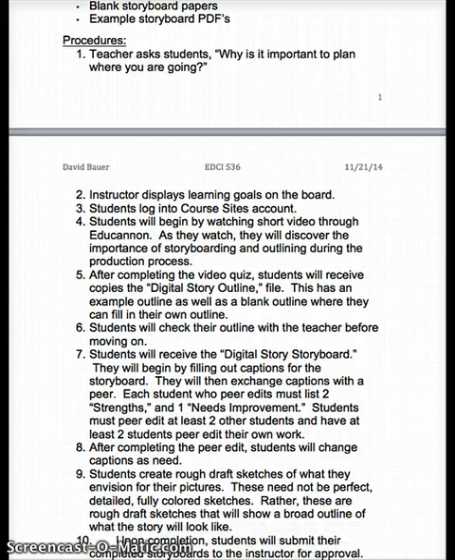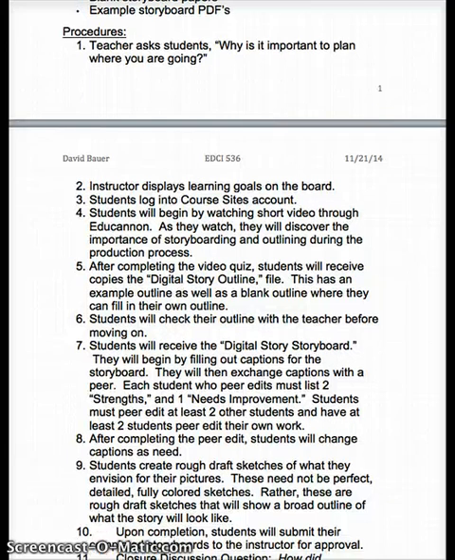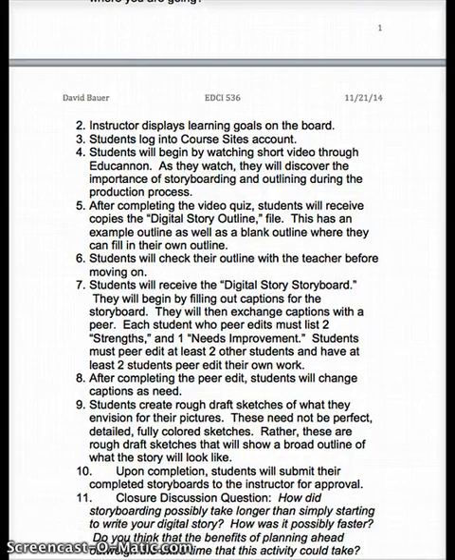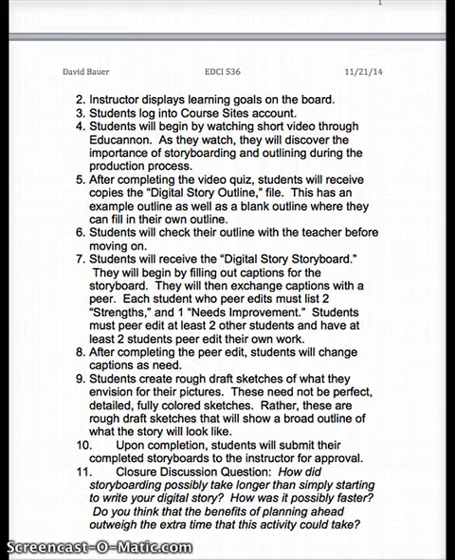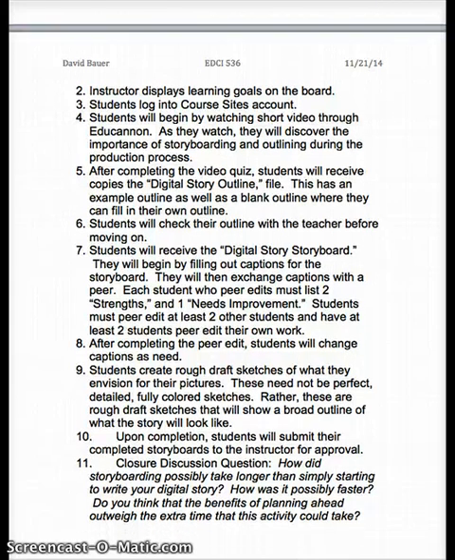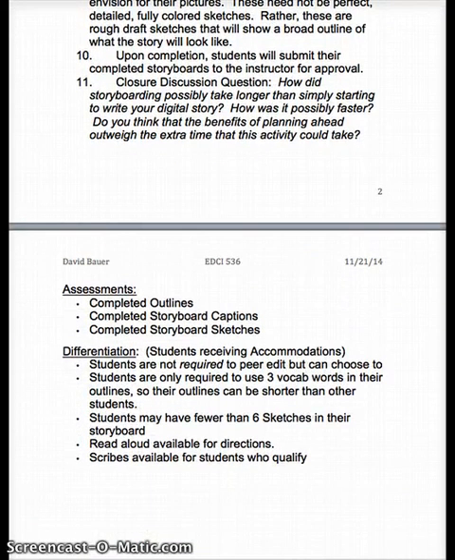Basically what happens is the teacher opens the unit by giving a real short lecture on what the kids will be doing. The kids watch a digital EDUCANN video where they can see what storyboarding is. They create a digital story outline of their own, which they submit to me through Google Drive, and then they create a storyboard where they actually draw pictures, write captions, and turn that in to me. Once they were all finished, I also had the students answer some questions verbally, and then they had to complete a post survey where they could give me feedback on what they had done.